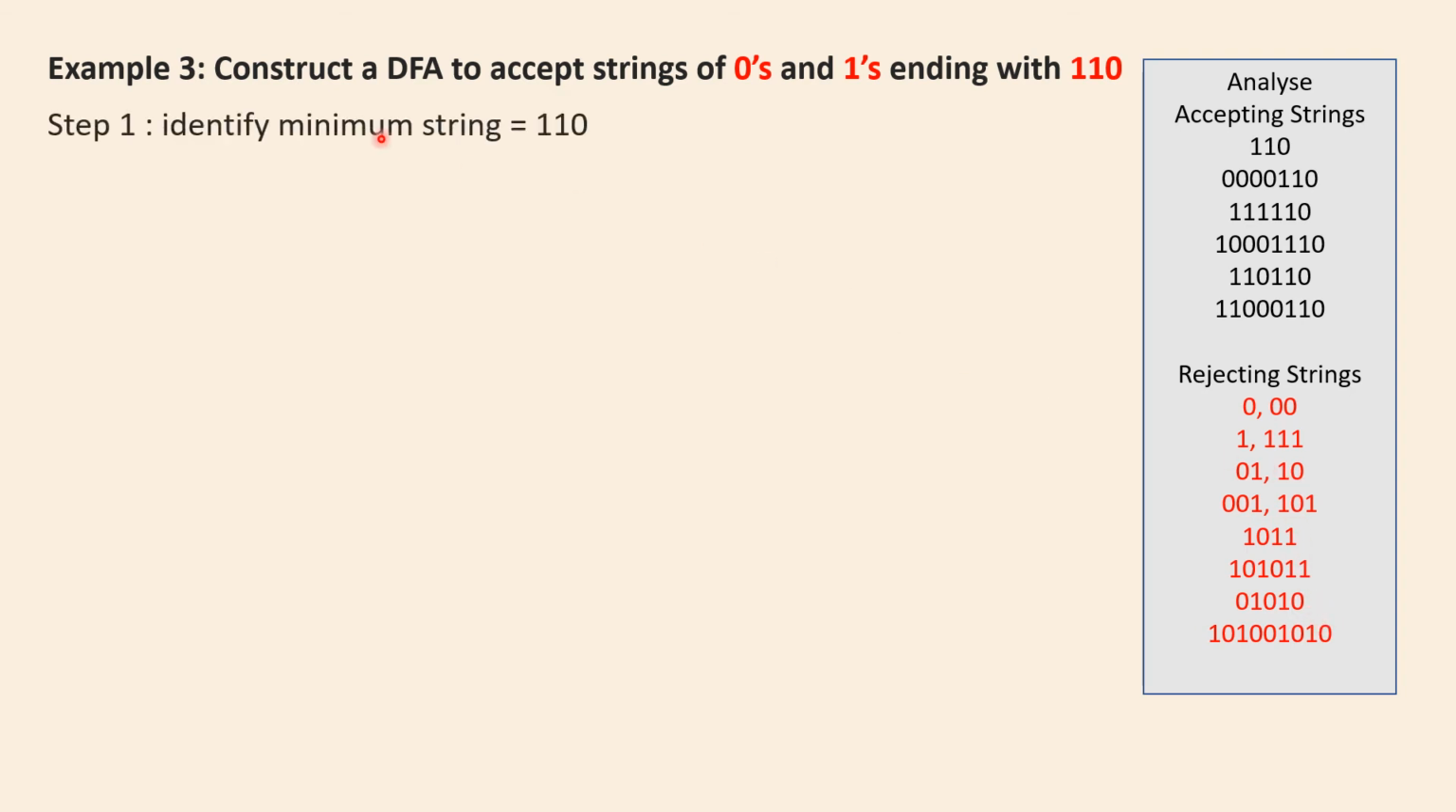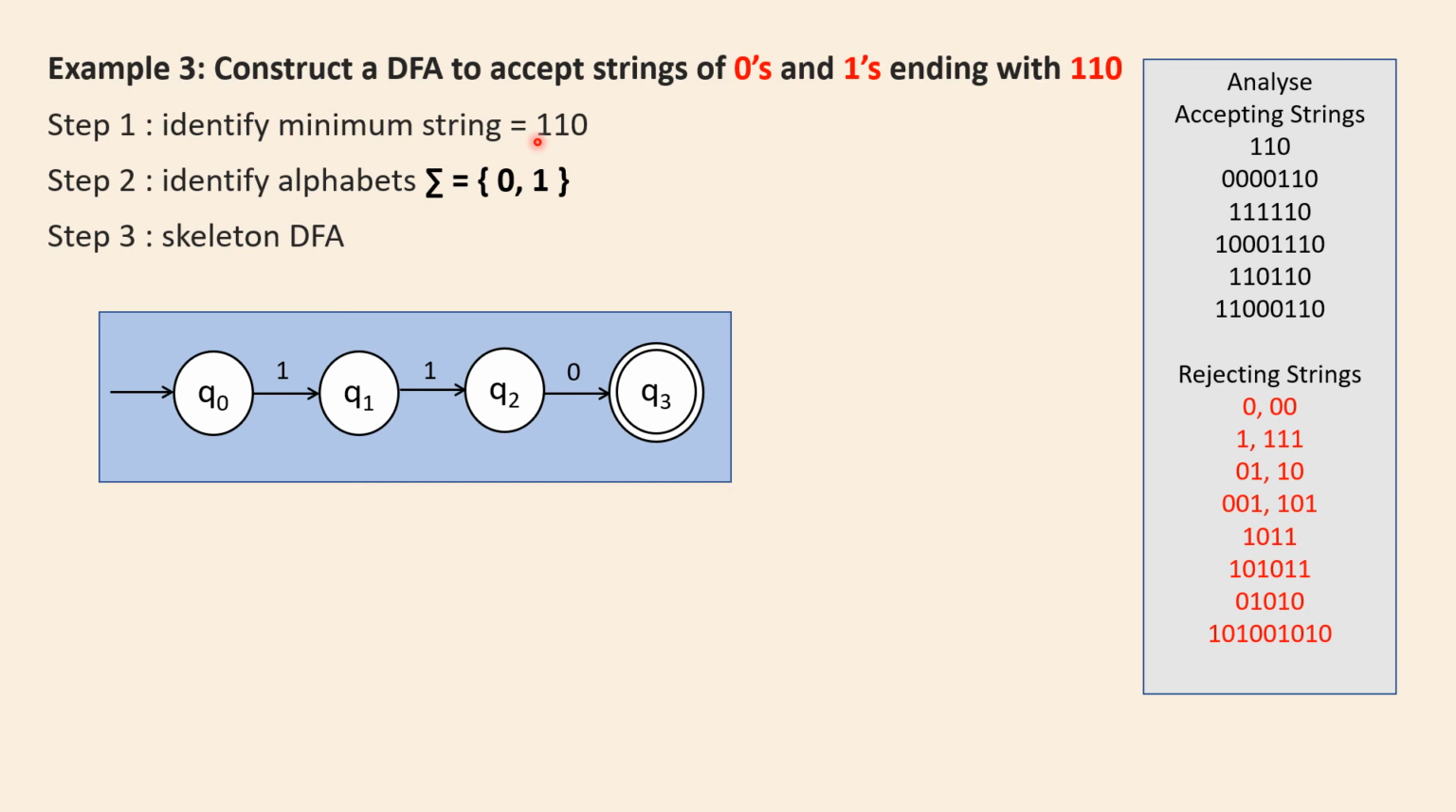So the first step is to identify the minimum string. The minimum string is 110, and the input alphabets that we have with the question are zeros and ones. So the input is 0 and 1. Now the skeleton for the minimum string 110 is given here. We have 4 states, that is the length of the string is 3. I will be requiring n plus 1 states, so that is nothing but 3 plus 1 states.